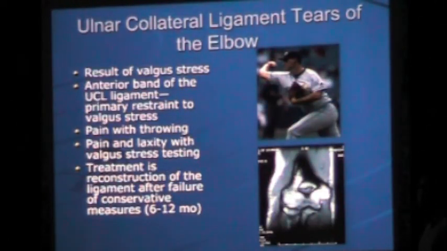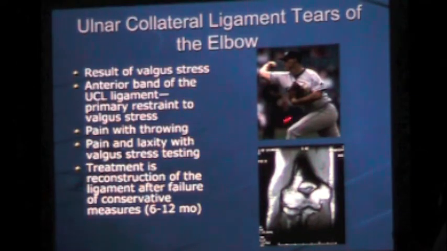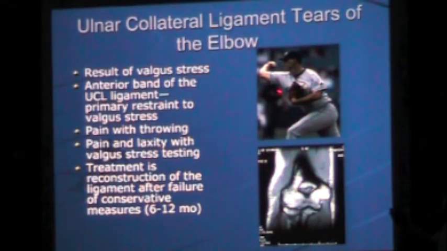Ulnar collateral ligament of the elbow. This is basically the typical injury for throwers that we see a lot of, the result of valgus stress across the elbow. You can see here the elbow's going one way, the arm's going the other. This is the stress in the medial collateral ligament right here, the ulnar collateral ligament of the elbow.